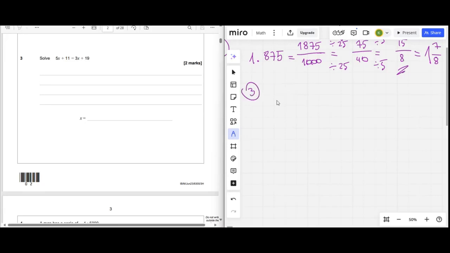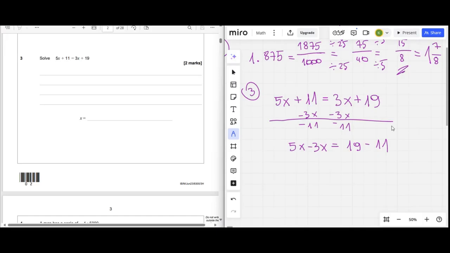Dobra, dalej mamy solve 5x plus 11 equals 3x plus 19. No to co? Minus 3x minus 3x. I od razu w jednym kroku możemy zrobić minus 11. Czyli stąd będzie 5x minus 3x equals 19 minus 11. Czy to rozumiesz, co tu się stało? Nie bardzo.